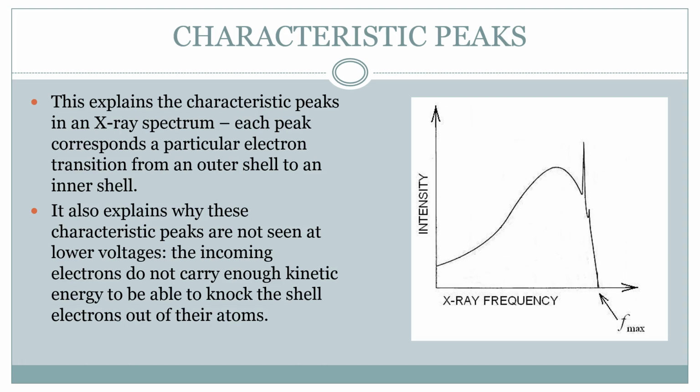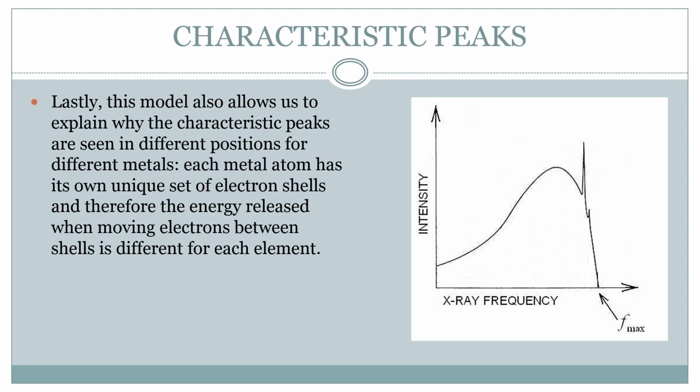Beyond that, you'll see those characteristic peaks at the same position every single time, but until you get to that tube voltage, you won't see them. And now it also explains why the characteristic peaks exist in the X-ray spectra for all metals, but they're at different positions. And the reason they're at different positions is because each metal atom has its own unique electron shell arrangements and its own unique set of different energies between those shells.